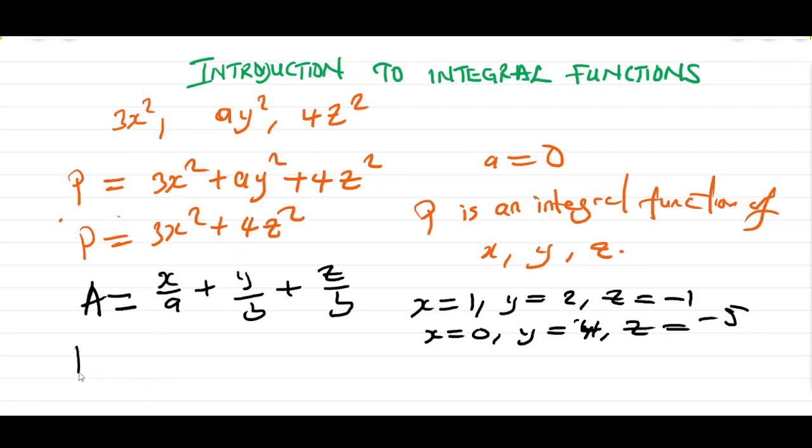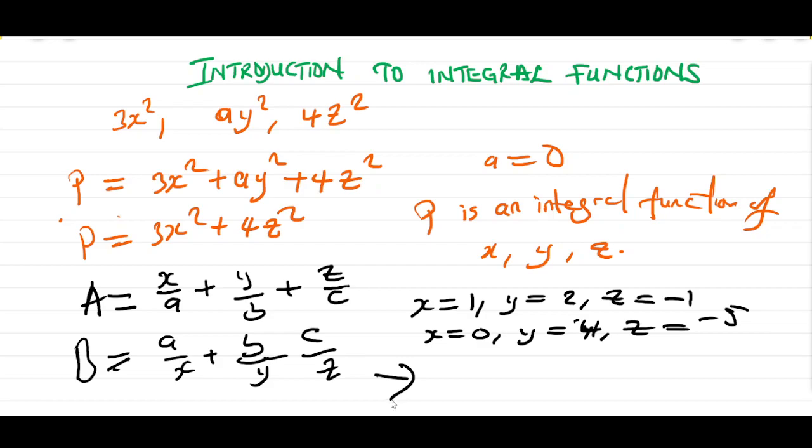But what about if we had B is equal to a over x plus b over y, then plus z over, not z. Notice that here I wrote b twice. I should have written just c. Why do I always forget this? So let's say we have c over z. So if it happens that B depends on x, y, and z, B is not an integral function of x, y, and z.